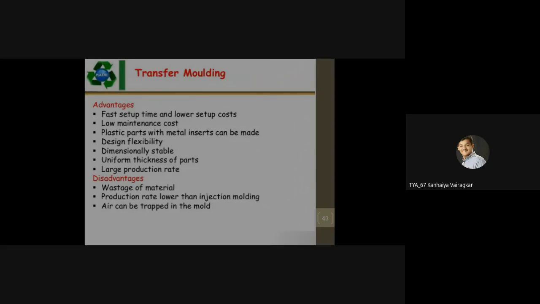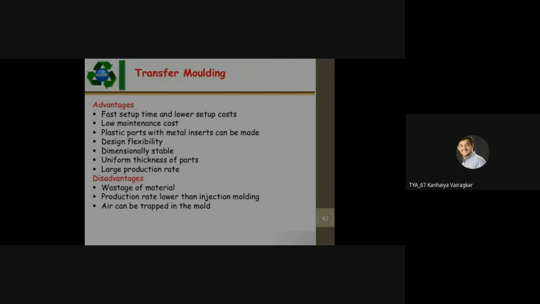These are some of the advantages: fast setup time and lower setup cost. Setup time in the sense, once you push the material inside the mold cavity, again you can immediately fill up the material inside the transfer pot. You need not wait to retract the plunger. Immediately once the transfer pot is empty, put the second material. But just ensure that the component is removed from the cavity.